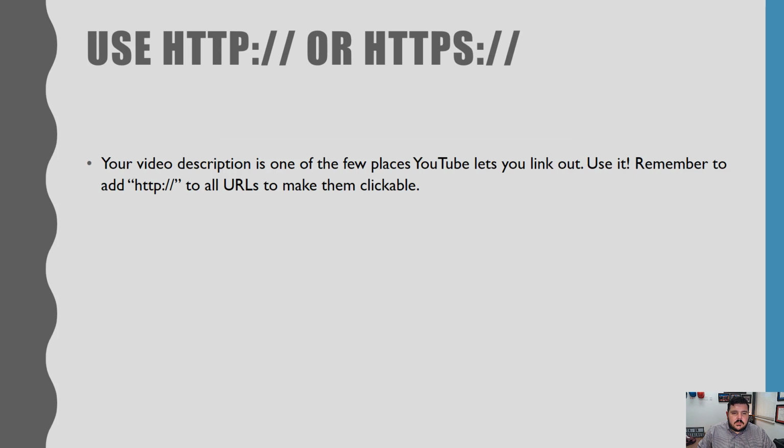In your video descriptions, this is one of the few places YouTube lets you put a link. So use it, but you have to type http:// or https:// on the URL to make them clickable. If you put www.whatever.com, it will not be clickable. You have to have the http:// before it.